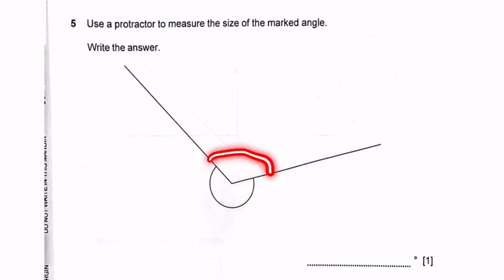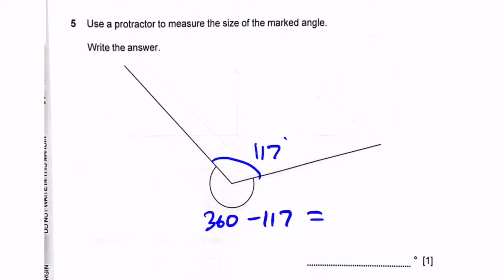We can measure the other angle, and then 360 minus the value of that angle will be the one we need to find. If you measure this using a protractor, you will get 117 degrees. And now this will be 360 minus 117, which is equal to 243 degrees. And that will be our answer.